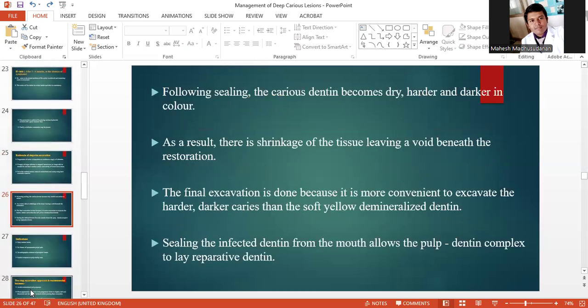Following sealing, the carious dentin becomes dry, harder and darker in color. As a result, there is shrinkage of the tissue, leaving a void beneath the restoration. The final excavation is done because it is more convenient to excavate the harder, darker caries than the soft, yellow, demineralized dentin. Sealing the infected dentin from the mouth allows the pulp-dentin complex to lay down reparative dentin.